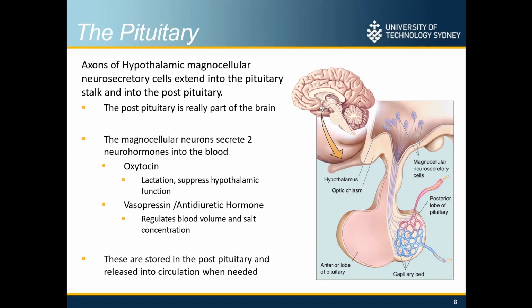Oxytocin is important in lactation, and release of oxytocin also leads to the inhibition of the hypothalamic function. The antidiuretic hormone, on the other hand, regulates blood volume and salt concentration. Both of these hormones are generated and stored in the posterior pituitary. When required by the body, this is released into the circulation.